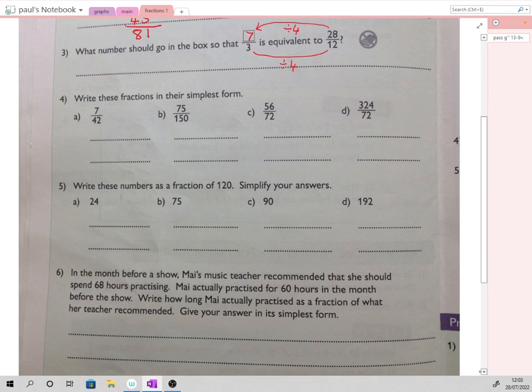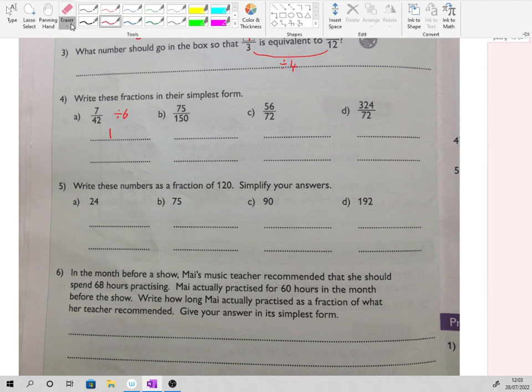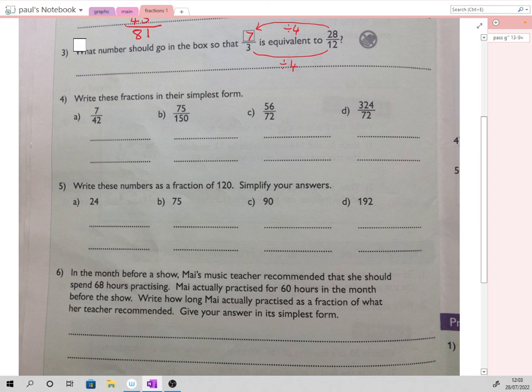Right, let's come round to some more. Write these fractions in their simplest form. 7 over 42. 7. There's the clue. 42 is in the 7 times table because 6 7s are 42. So if I divide both by 7, 7 divided by 7 gives me 1 at the top, 42 divided by 7 gives me 6 at the bottom.